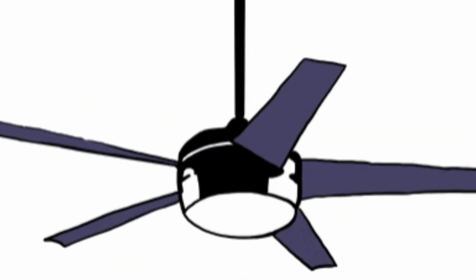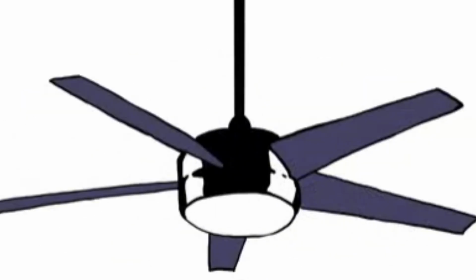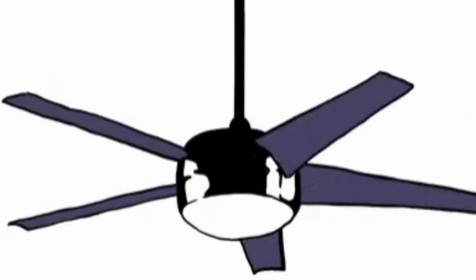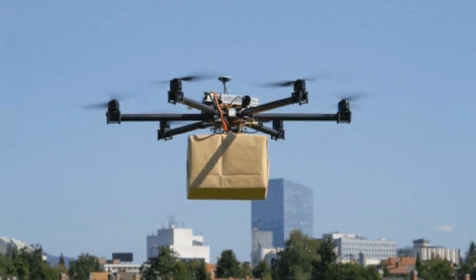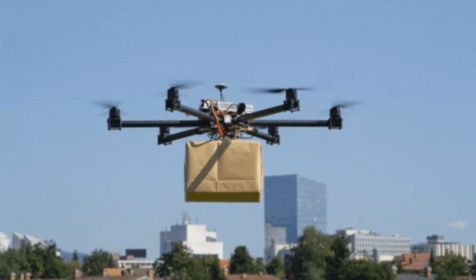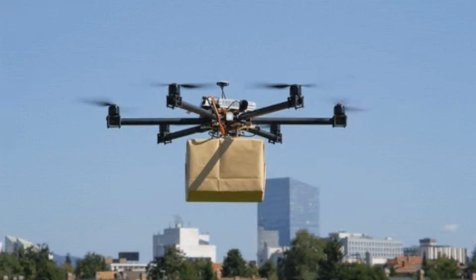Let's take a small example. Imagine a fan mounted on the ceiling. It can only rotate around one axis. That's 1 degree of freedom. Now imagine a drone flying in the air. It can move up, down, forward, backward, and also rotate. That's multiple degrees of freedom.